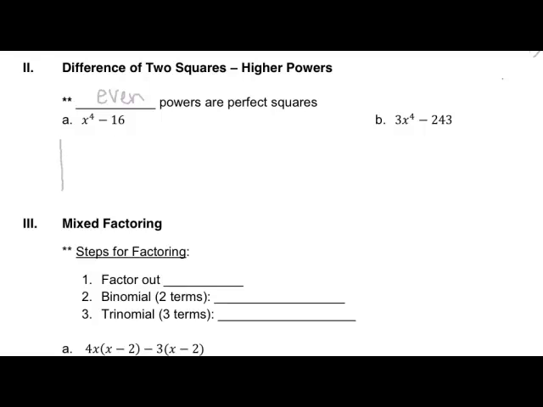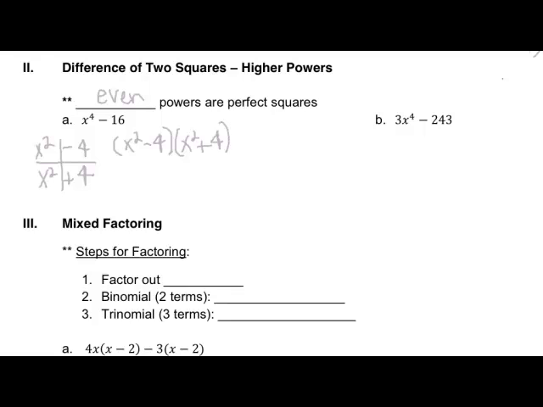So we're going to set it up just like we did before with our T. If we have x to the 4th, we know that that is x squared and x squared, because x squared times x squared is x to the 4th. Now we want a negative 16, so for our factors of 16, we're going to use 4 and 4. And we want our middle term to cancel out or be gone, so one's going to be negative and one's going to be positive. So our factors here are x squared minus 4 and x squared plus 4.